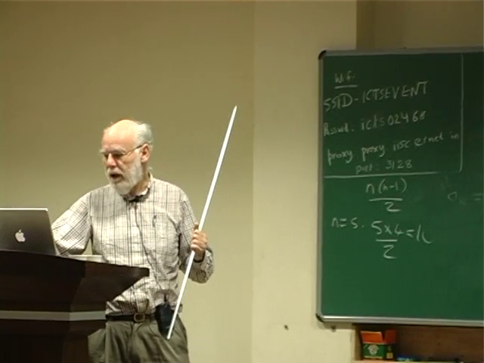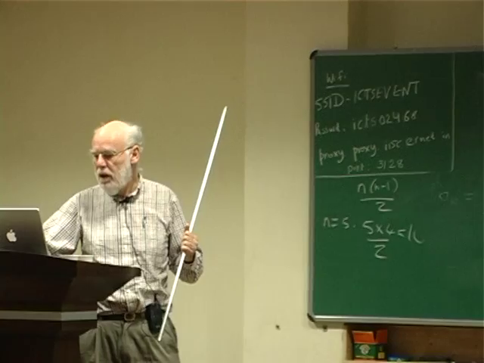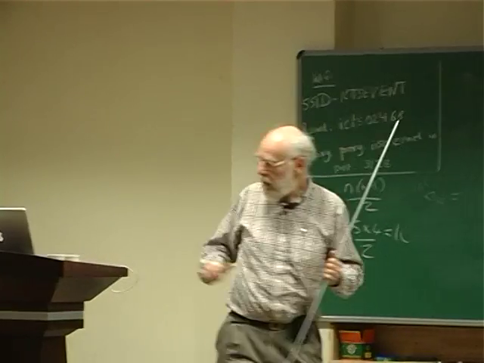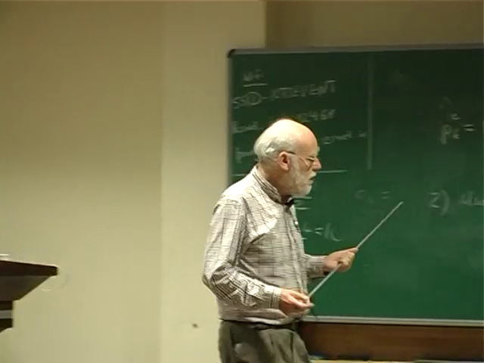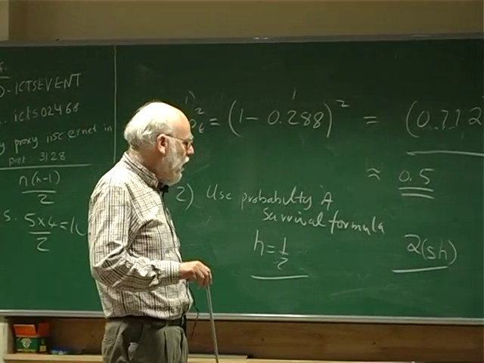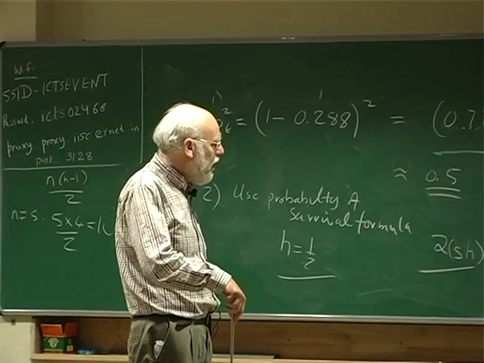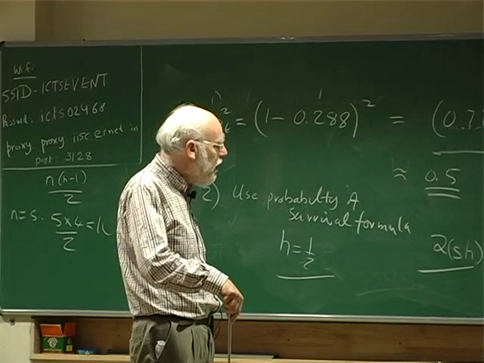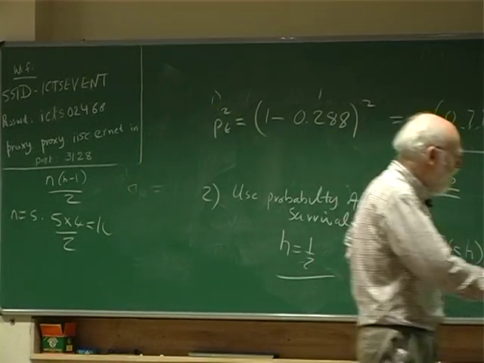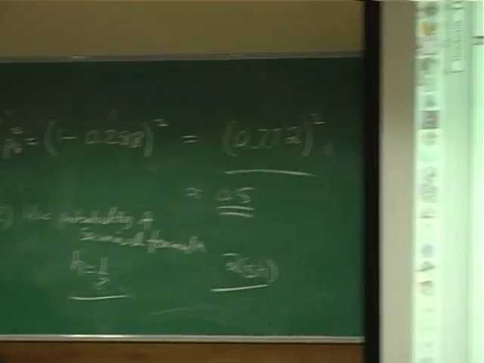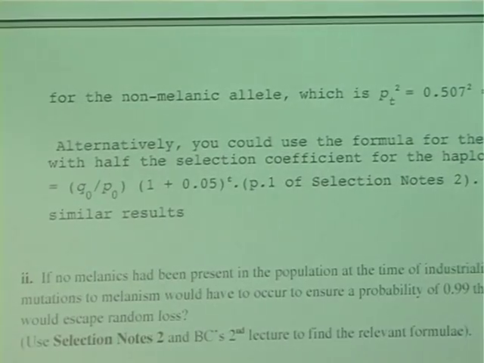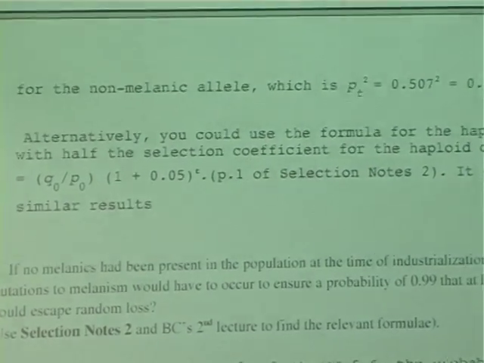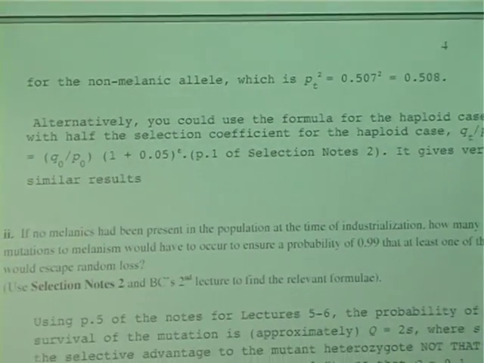Let's walk that one through. So you're asked, how many times would a new mutation to melanism have to occur to ensure that there's a probability of 0.99 that at least one of them would escape random loss? It requires a little bit more thought than plugging into a formula.